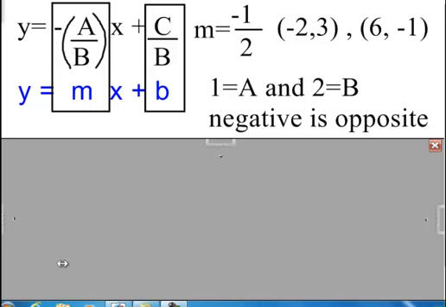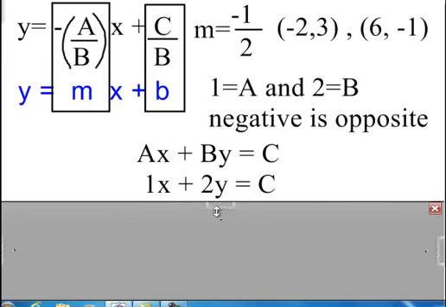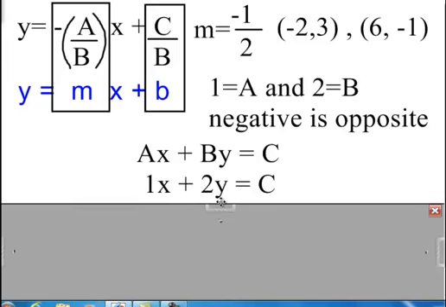So now let's try to start piecing this all together. Since we know that m is equal to -1 over 2, and m is equal to the opposite of a over b, we could substitute and say 1 equals a and 2 equals b, and negative means opposite, so when we have ax plus by equals c, we can now have 1x plus 2y equals c. Remember what we said about arbitrary constants? We now know that for this line, 1 and 2 will always be the same no matter what ordered pair we choose of x and y to plug in as our variables. But we're not done yet. We still need to find out what c is.